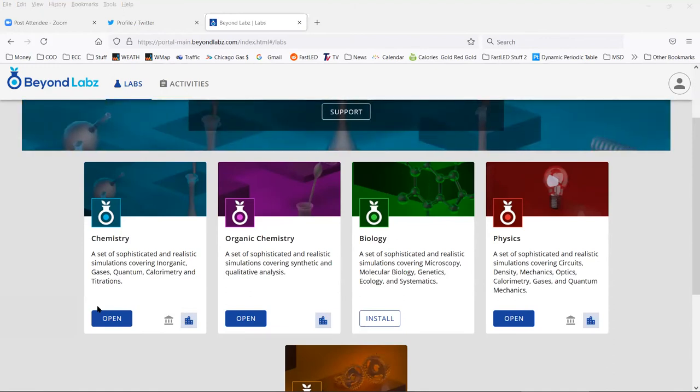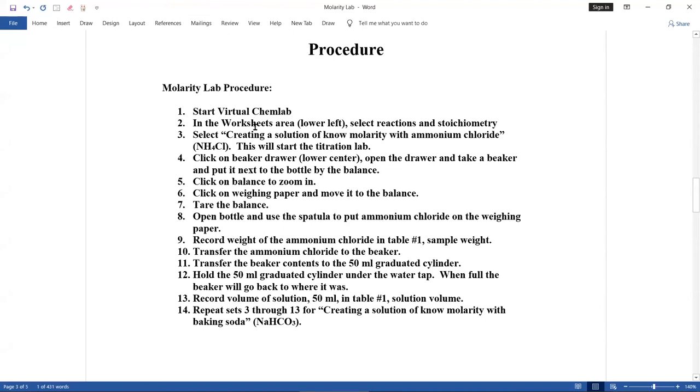Now, I'm going to take you back to the lab. You'll click on the virtual chem lab. We did this. Then this is a little different. And this makes your life and mine real easy. In the worksheets area in the lower left, select the reactions and stoichiometry. And then you'll select creating solutions of a known molarity, first with ammonium chloride, and later you'll do it with, and step 14, same thing. You'll do step 3 again, but you'll create a solution of known molarity with baking powder, which is sodium bicarbonate, NaHCO3. Let me show you how to do that.